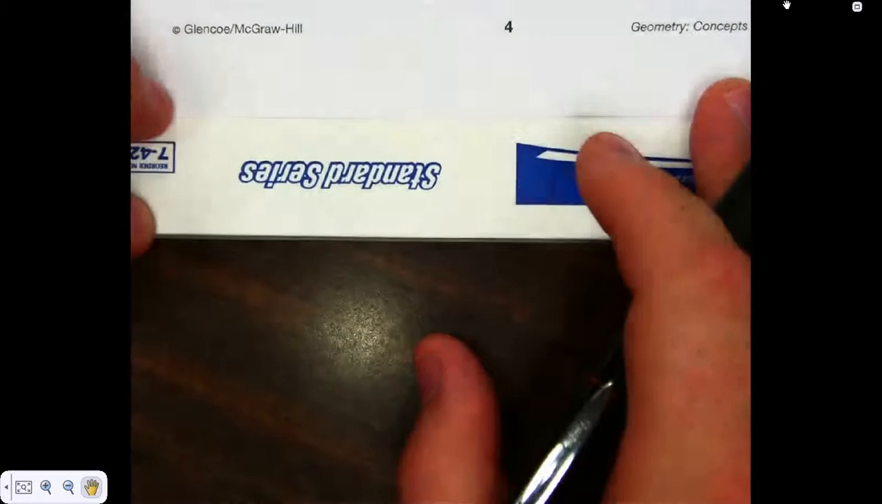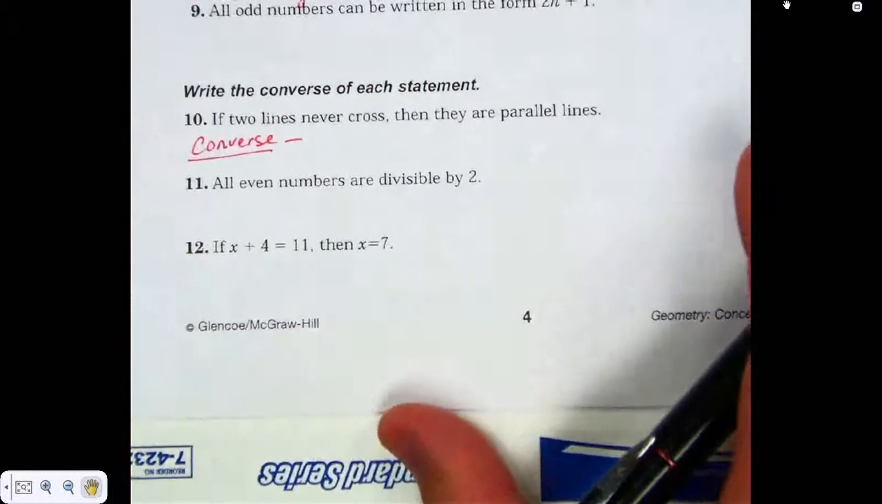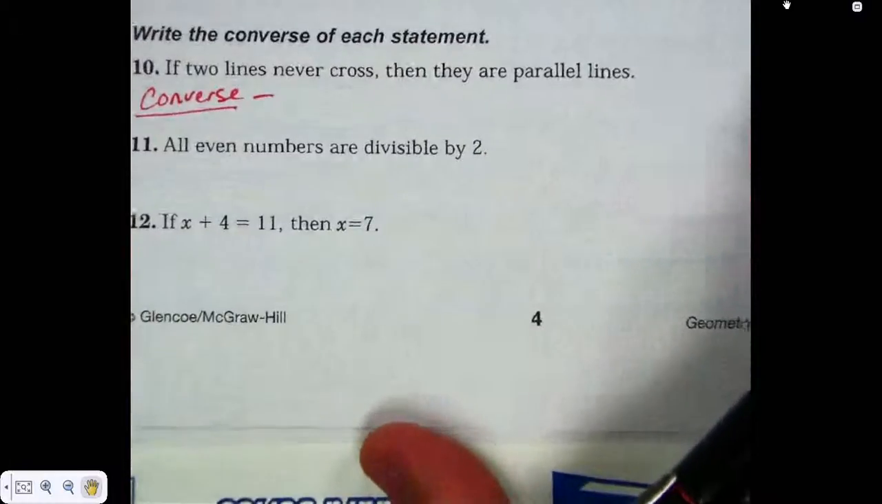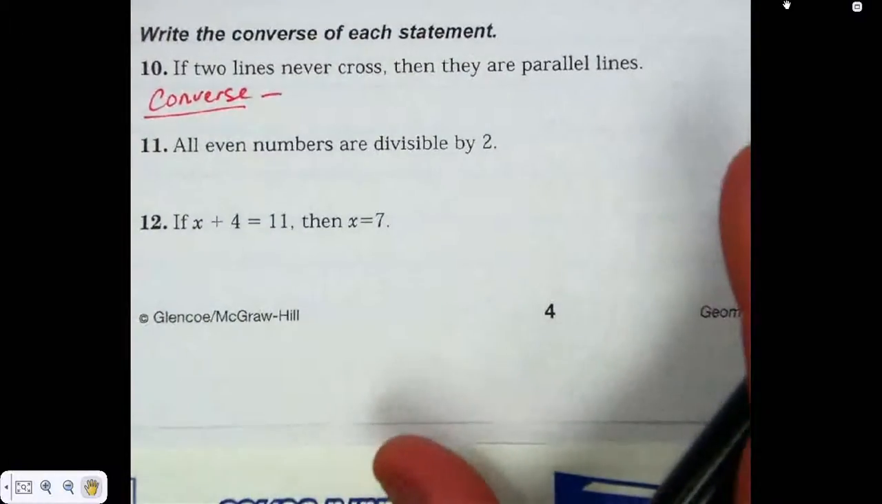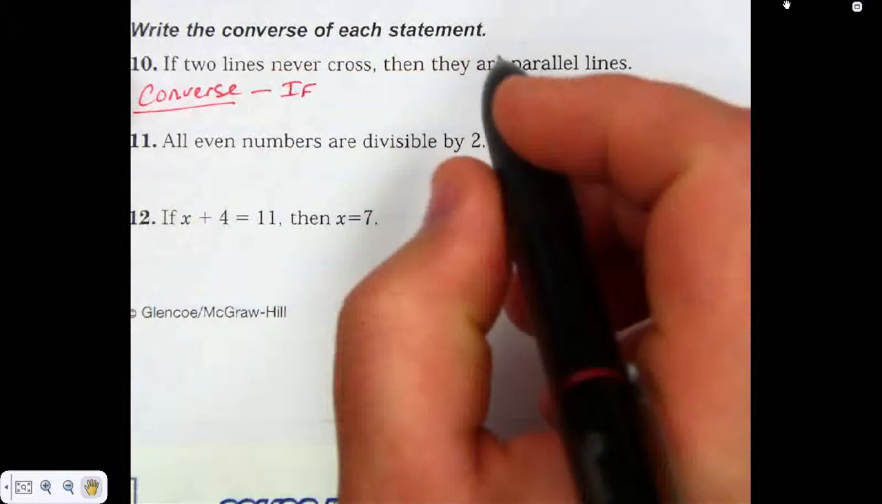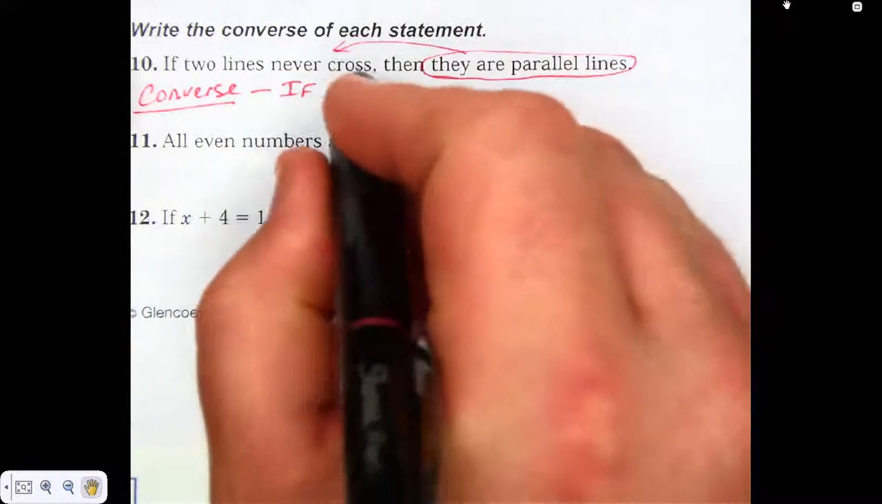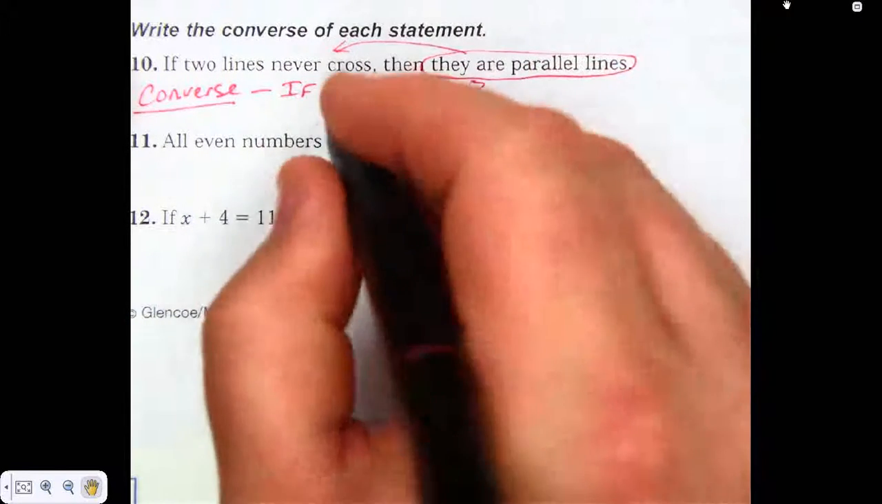I'm going to skip down to number 10. They want us to write the converse of each statement. They are parallel lines if two lines never cross. So if, and then what needs to happen? My conclusion needs to become my what? Hypothesis.